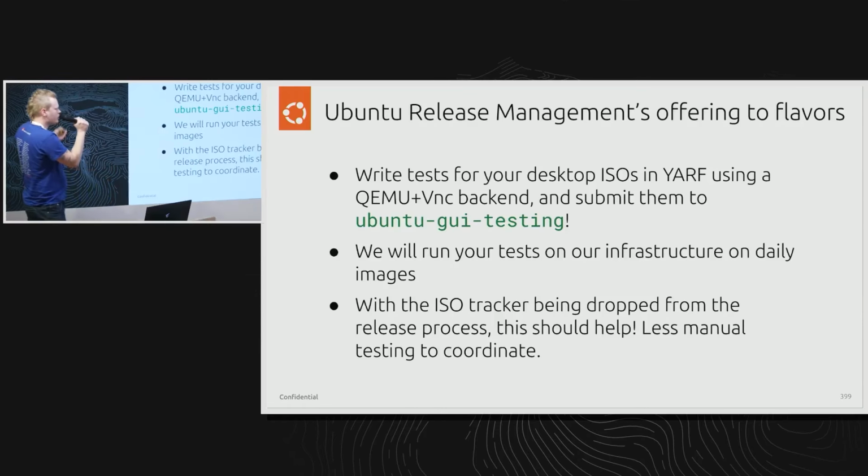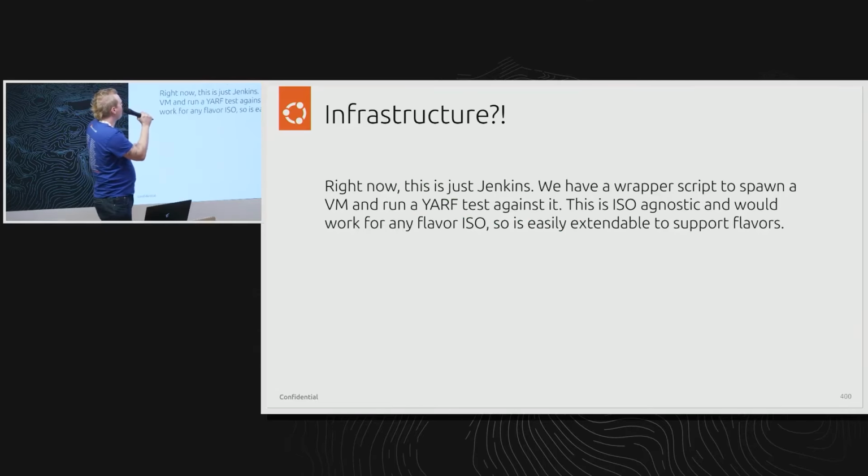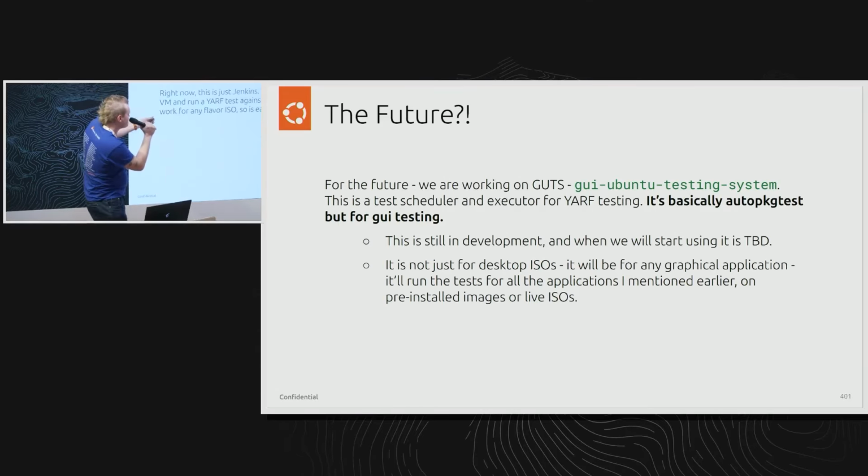So if you're a flavor or community member, submit your tests to Ubuntu GUI testing. We'll run them on our infrastructure. And this should help coordinate releases with the ISO tracker being dropped as well. Right now, the infrastructure is Jenkins. We're working on a better infrastructure for the future that's kind of like autopkgtest, but for graphical testing. Thank you.